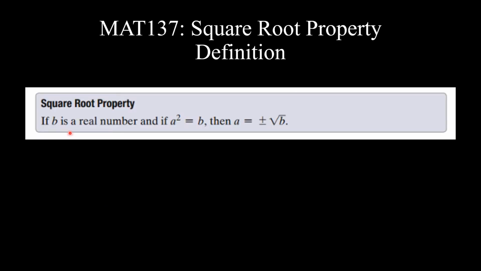Here's the formal definition of the square root property. You already know this, believe me. Basically what it says is, if b is a real number and if a squared equals b, then a equals plus or minus the square root of b.